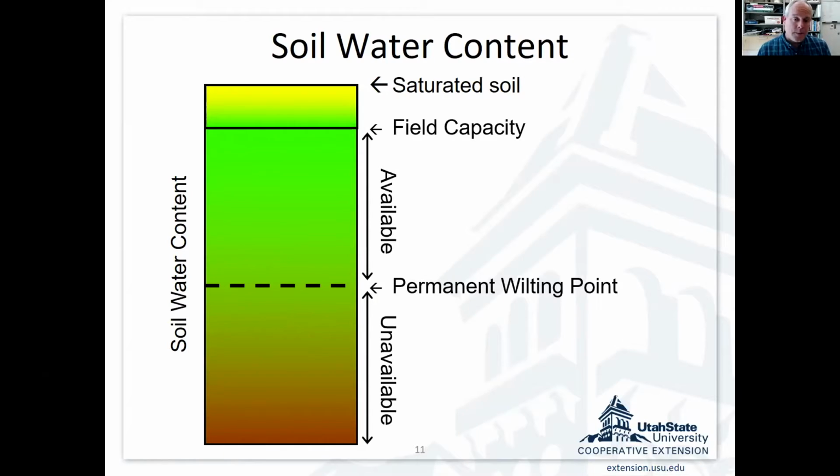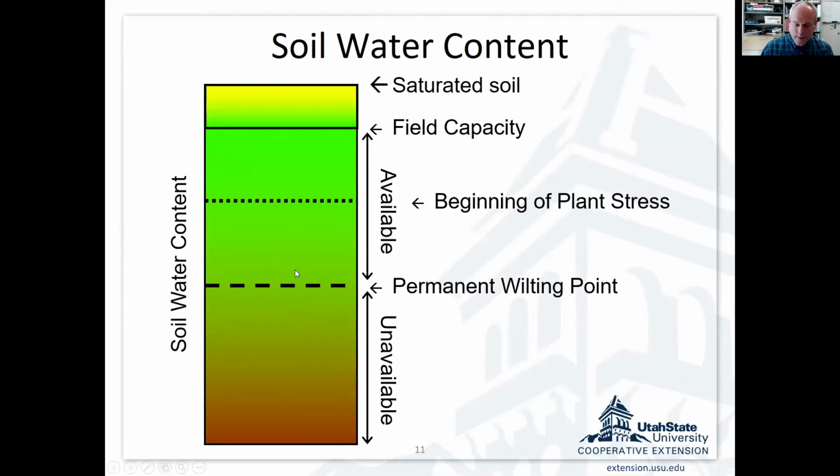However, just because it's available doesn't mean it's really readily available. And really when you've depleted about half of the available water, you start to see plant stress. So if you want to keep the plant growing healthy and as vigorous as possible, you want to really keep the water level above this line of allowable depletion or managed allowable depletion. So you want to keep the water level in the soil in this range right here between field capacity and this beginning of plant stress.